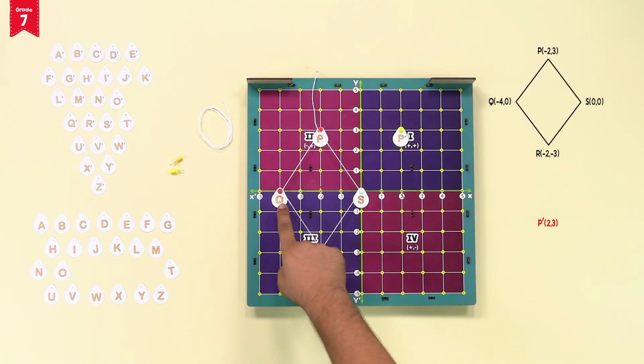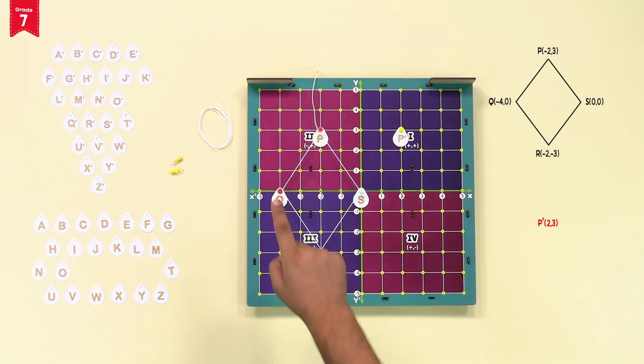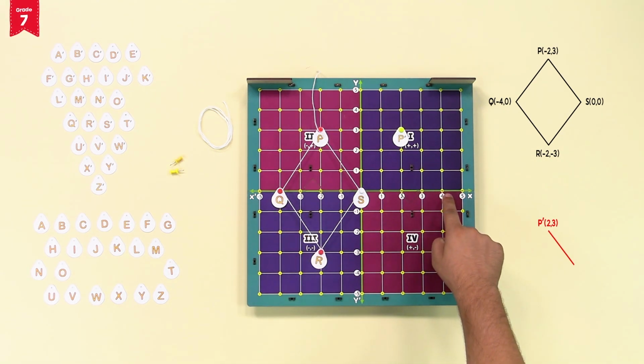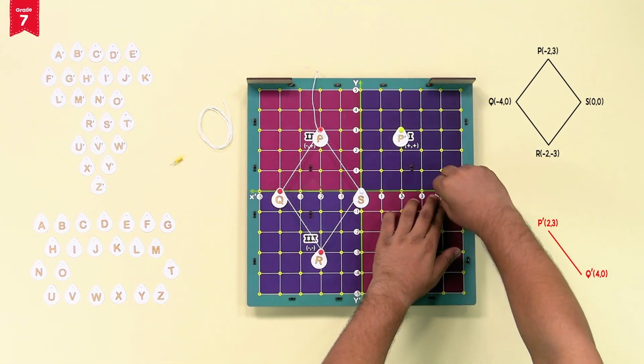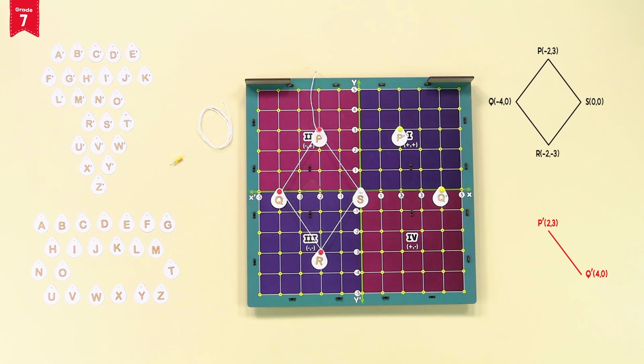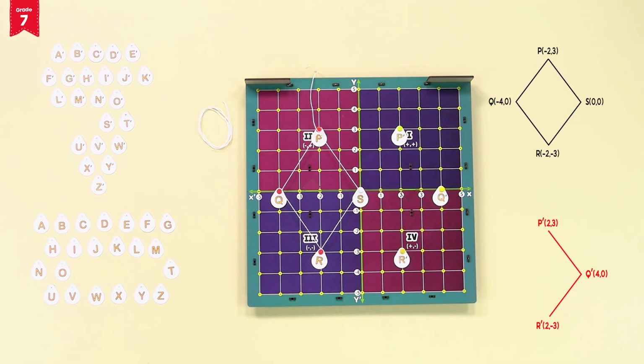The coordinates of point Q are -4, 0. So, the reflected coordinates of point Q are 4, 0. So, place the alphabet tag Q dash at 4, 0. Similarly, the reflected coordinates of point R are 2, -3. So, place the alphabet tag R dash at 2, -3. And the reflected coordinates of point S are 0, 0.